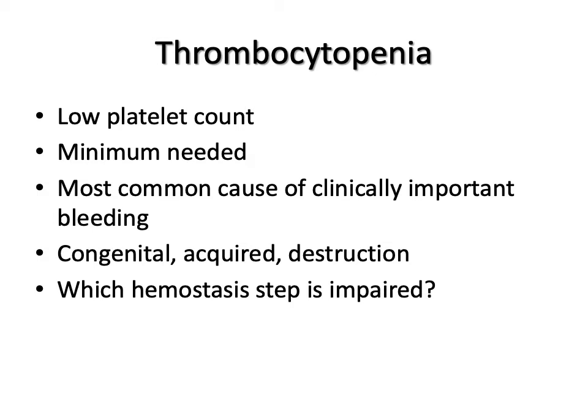Thrombocytopenia is a deficiency of circulating platelets. The threshold is generally considered to be less than 100,000 per microliter. The minimum platelet concentration required to prevent hemorrhaging is 50,000 per microliter. As mentioned previously, thrombocytopenia is the most common cause of clinically significant bleeding, the underlying cause of which can be either congenital, acquired, or due to increased destruction.